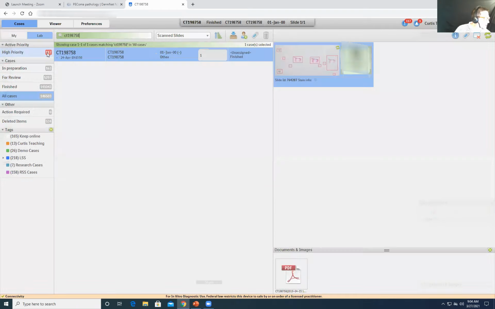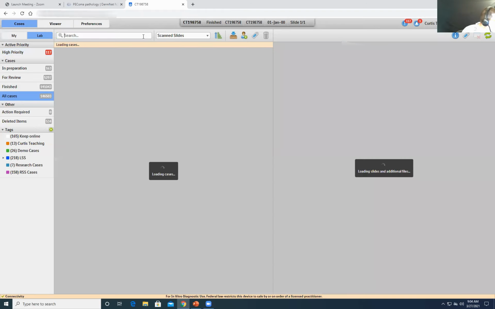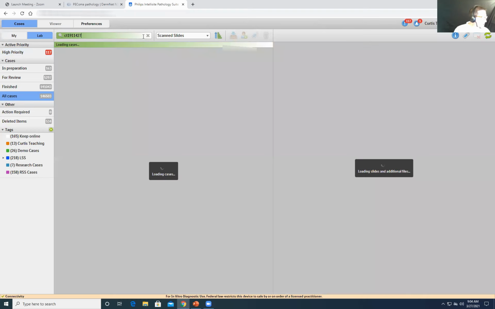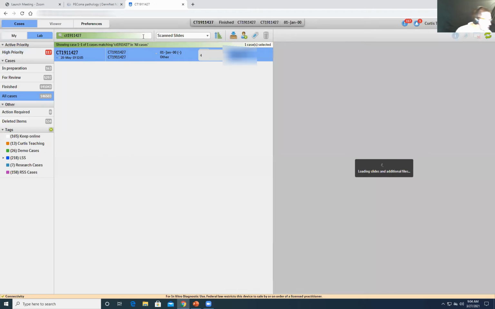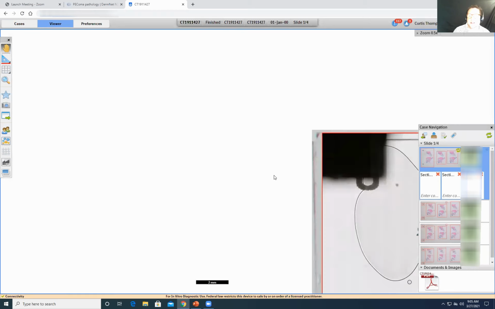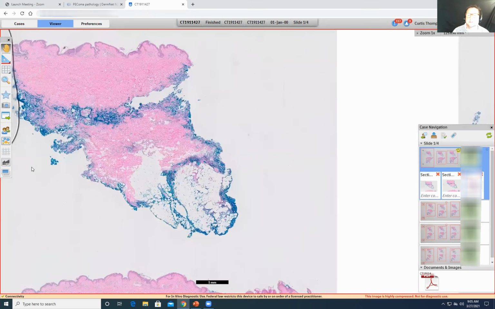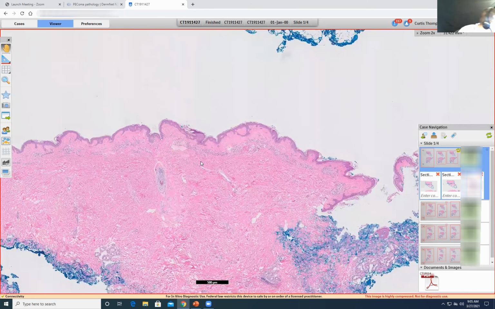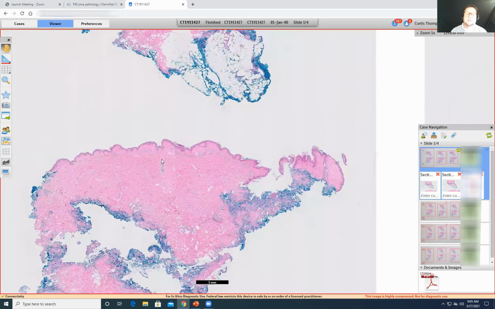So number 6, let me get this one. It is CT1911427. It's a 67-year-old female with a light tan pigmented patch on the lower chest. Dysplastic nevus versus melanoma, 67-year-old. So light tan.